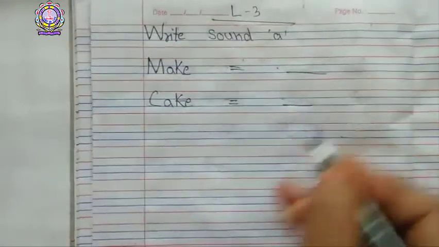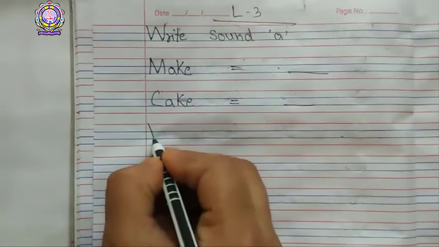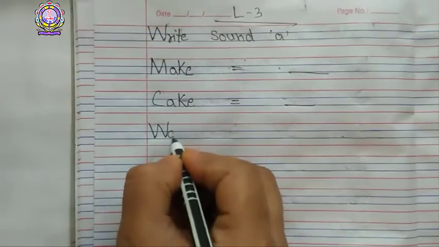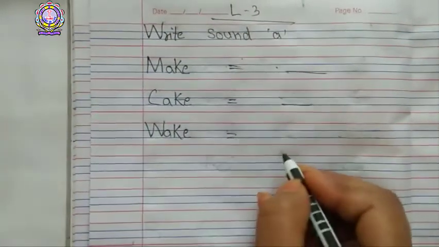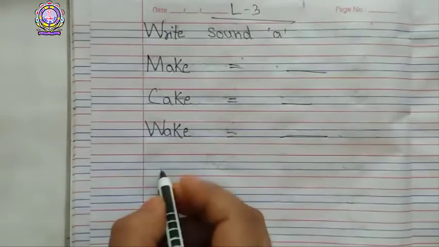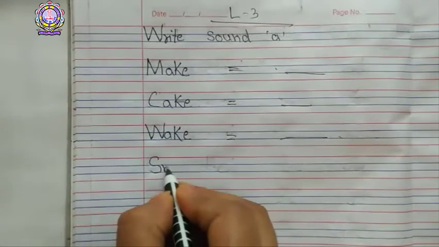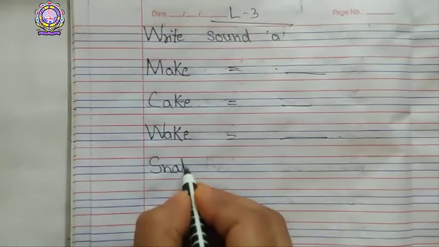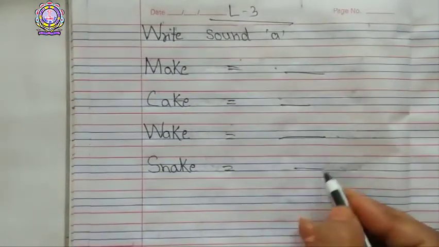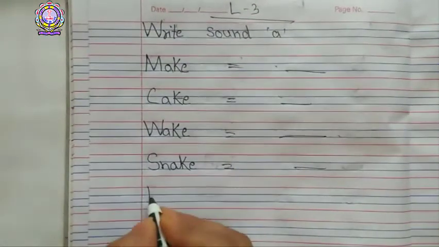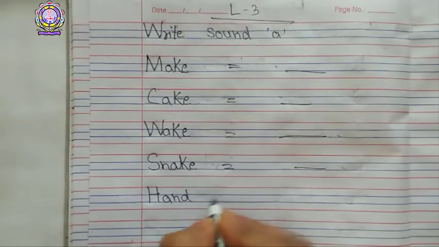You have to write here. And after writing, you have to read, okay? W-A-K-E. Wake. Write down here. S-N-A-K-E. Snake. H-A-N-D. Hand.